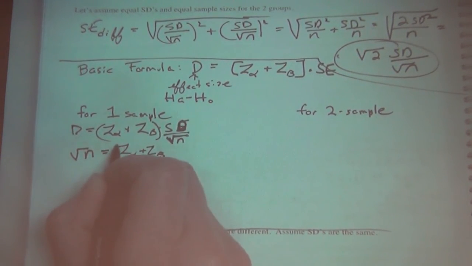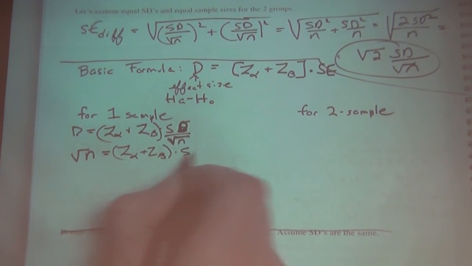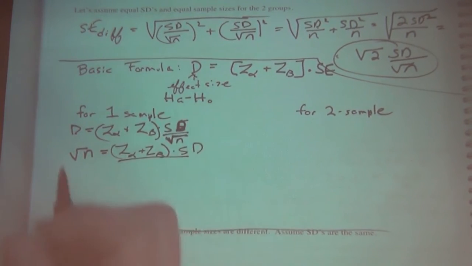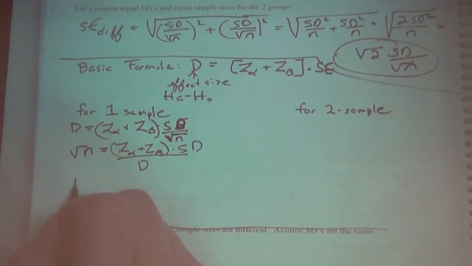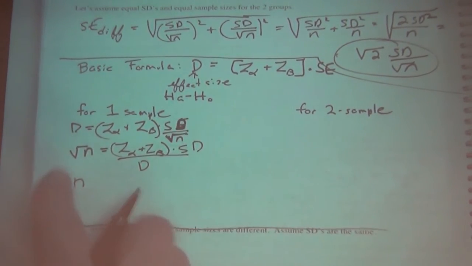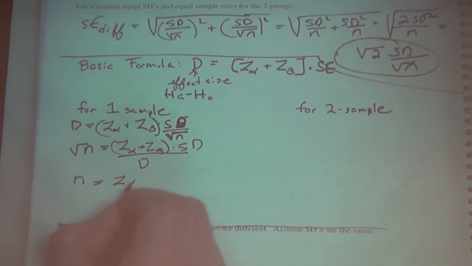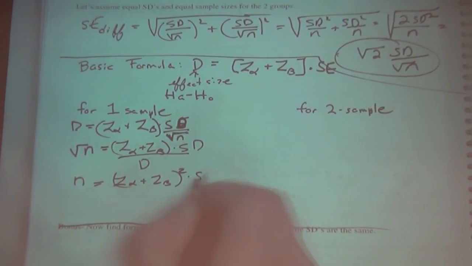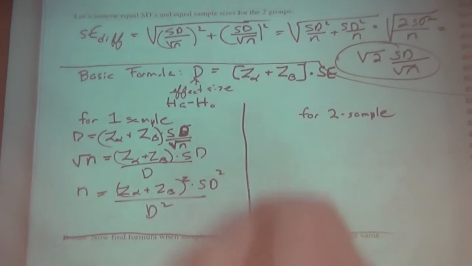I'll just go through it slower this time, right? Times the SD over d, right? And then when you square both sides, you get... you don't have to, you could solve for the square root of n first and then square, but if you want to do it this way, you just square everything. Okay, so that's what we've got there. Easy. Now, how does it play out for the two samples?